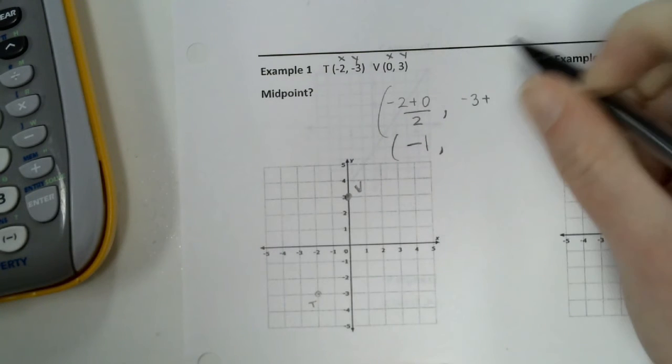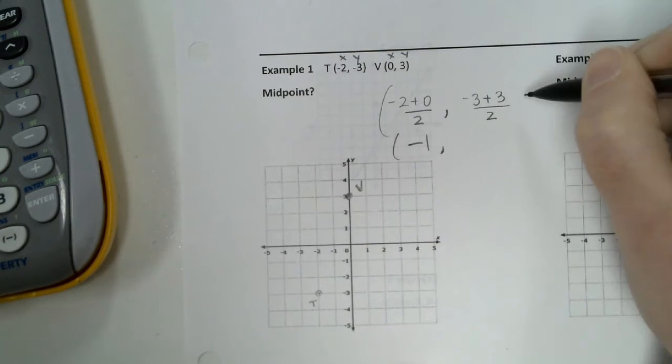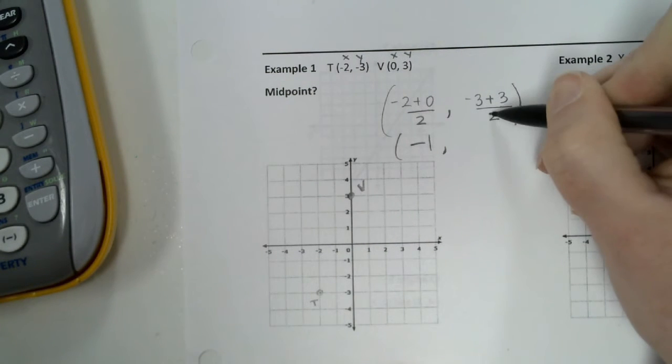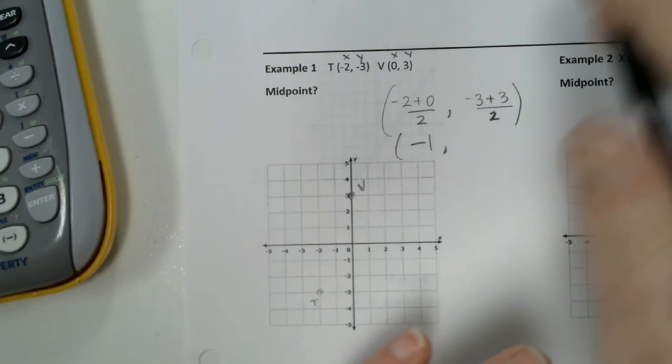And I'm going to add it to my other y, which is +3. And then I'm going to divide by 2. Anybody remember why we're dividing by 2? Because that's how you find half of something. You divide it by 2.